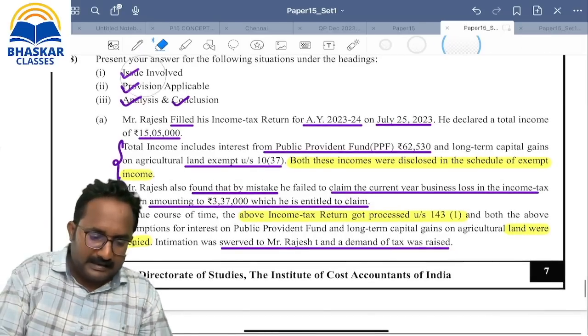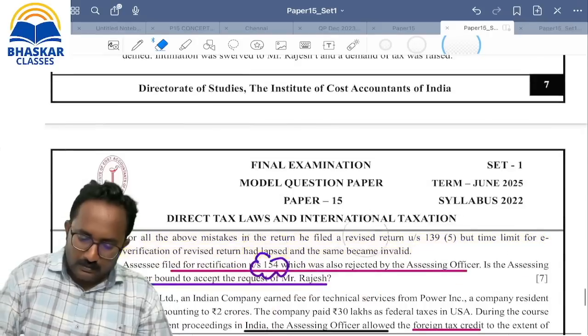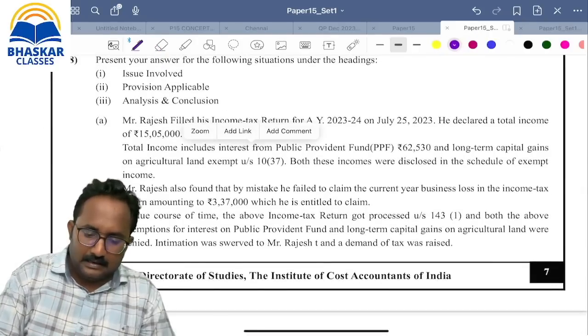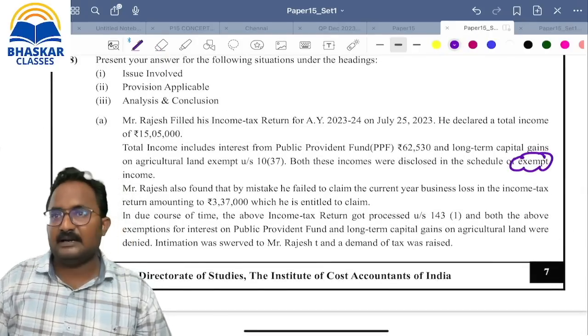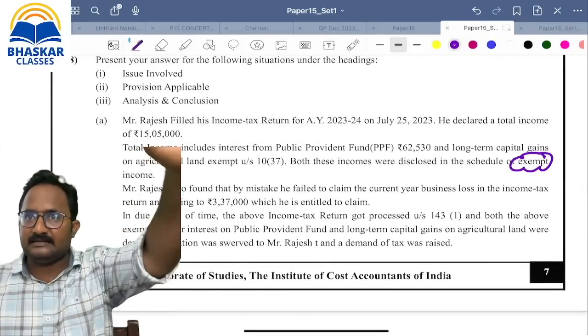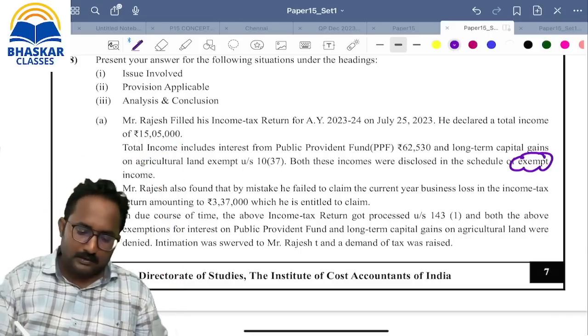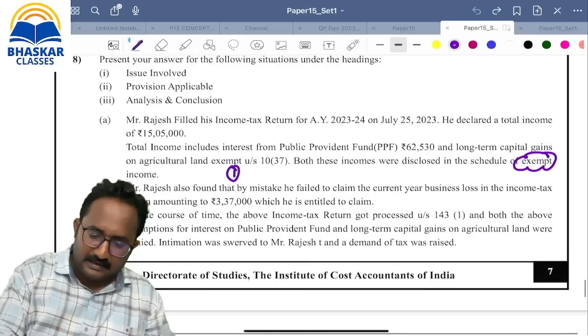So what is that point? Again, I'm summarizing this question for you. The assessee has clearly given these two points in the exempted income schedule while filing the return of income. In that he mentioned these two. What are the two? One is the public provident fund related income. Second one, long-term capital gain.